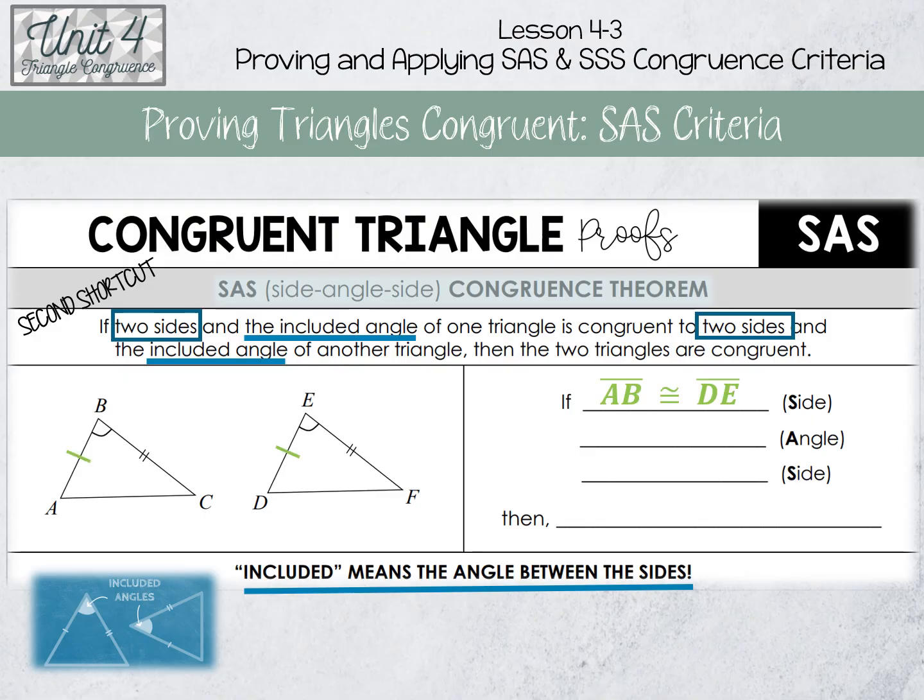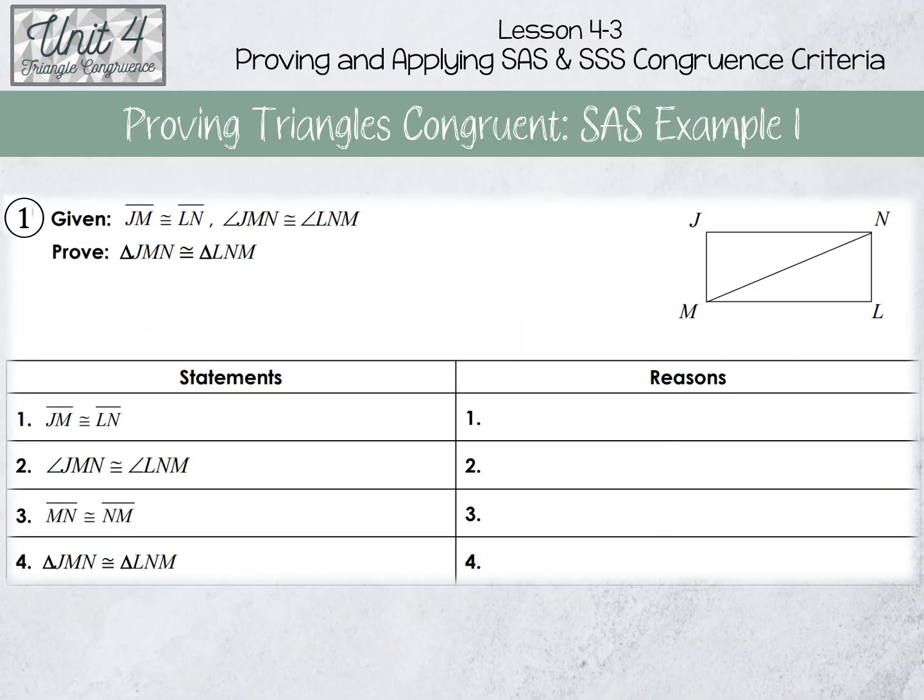So a pair of sides. Segment AB congruent to segment DE. And then the angles. Angle B congruent to angle E, and then another set of sides so that the angle is between the sides. So segment BC congruent to segment EF. Side angle side. Triangle ABC is congruent to triangle DEF by side angle side. Another proof.